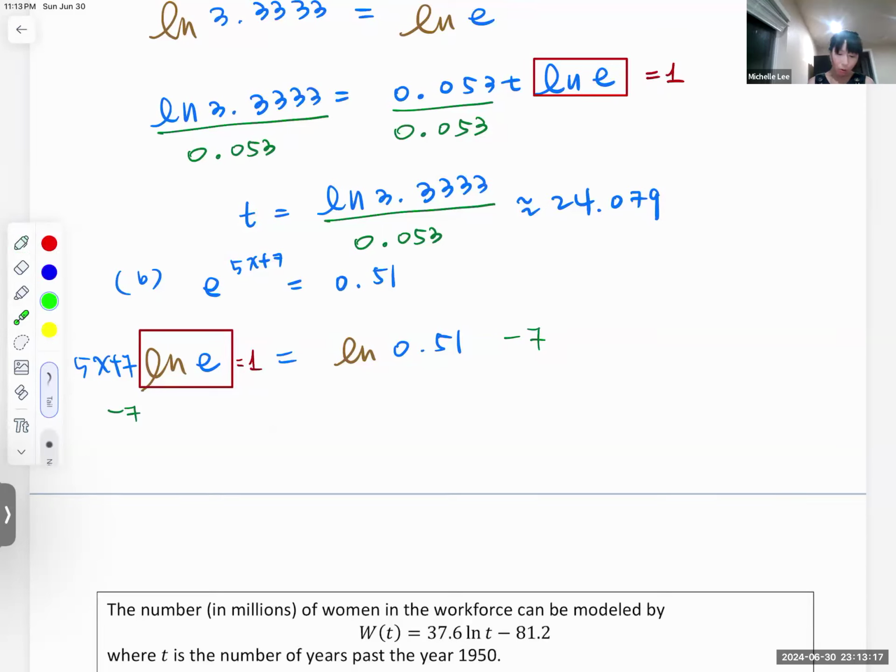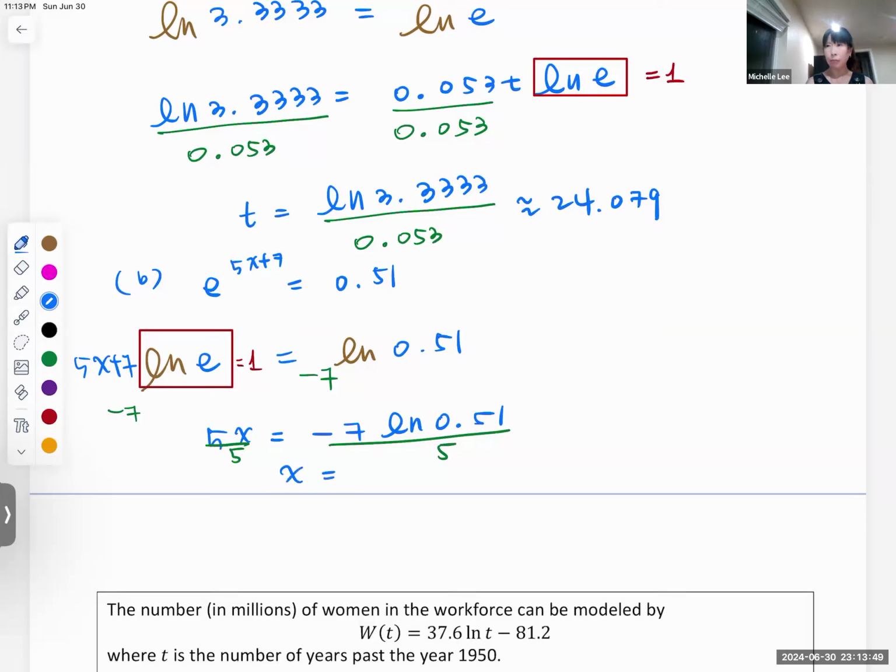Okay, be careful. We don't want to subtract. So I want to write down this one in front, because I don't want to subtract 0.51 and 7, right? So we have 5x equal to negative 7 minus natural log 0.51, and then divide by 5 on both sides. So we have x equal to negative 1.5347 if we calculate. Okay, let me show you how to calculate this one, right?